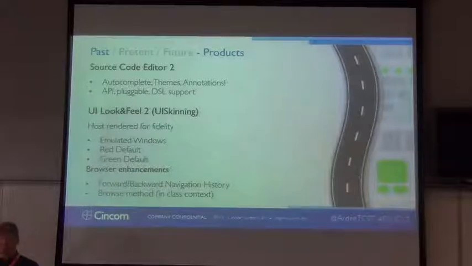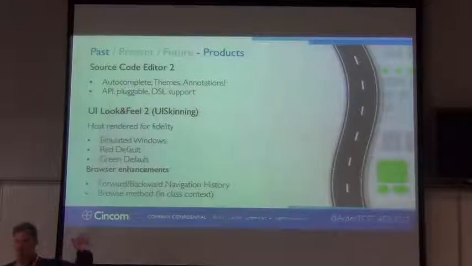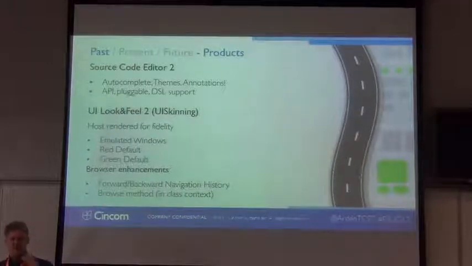Source Code Editor 2 uses a number of new things. It uses text 2. It uses Autocomplete 2. It has theming support, and there's a number of built-in themes in the product, including dark themes and light themes. You can write your own theme. And what does the theme do? It allows you to colorize based on the context of what you're looking at in your Smalltalk. It lets you change the colors, the size of the font, even for things like nested parentheses. You can change things like how bold it is for seeing which level you're at.